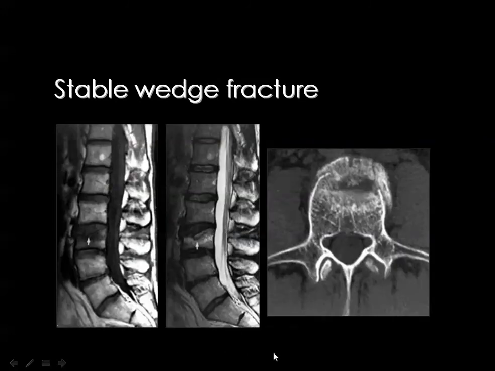And this is also an example of a stable fracture of the L3 vertebral body. You see depression of the superior end plate, wedging of the anterior aspect of the vertebra, but the posterior aspect of the vertebra is intact. There is no encroachment on the spinal canal. The vertebral body shows diffuse or heterogeneous low signal in the T1 and high signal in the T2, representing bone marrow edema. And this arrow points to this fracture line, which is clearly seen also in the corresponding axial CT image.